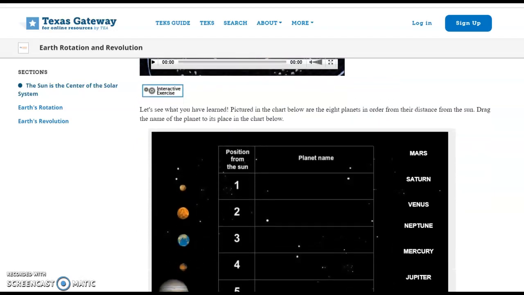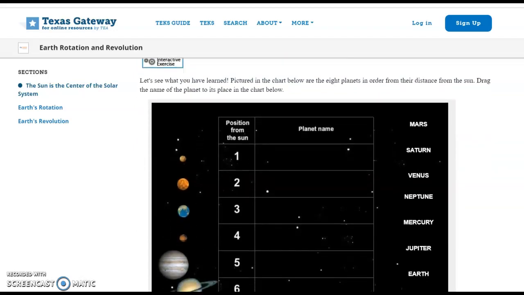Okay, next up is an interactive exercise. Let's see what you've learned. Pictured in the chart below are the 8 planets in order from their distance from the sun. Drag the name of the planet to its place in the chart below. So you would go ahead and select each of the planets here, and you would put them in the correct box.